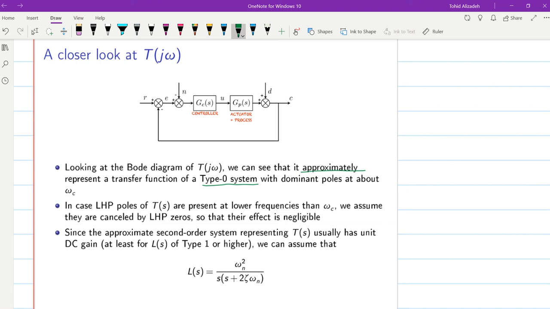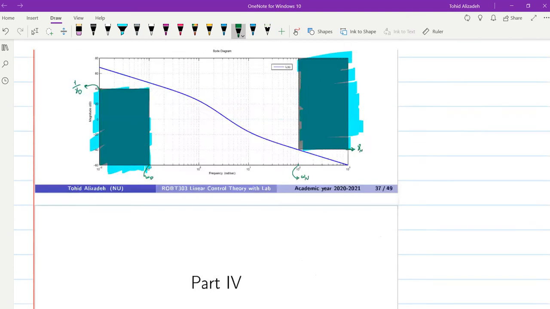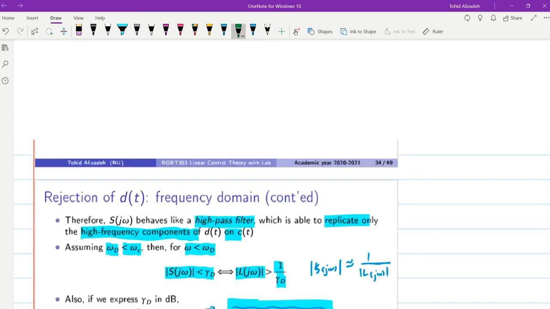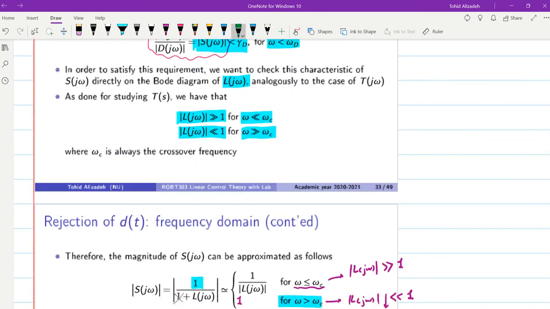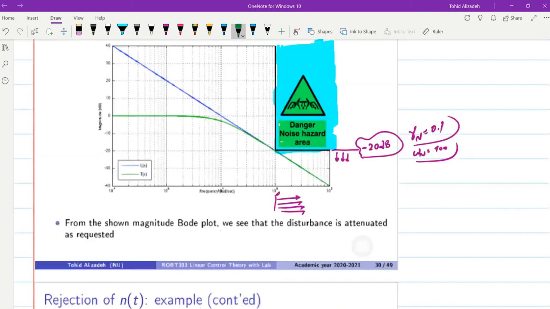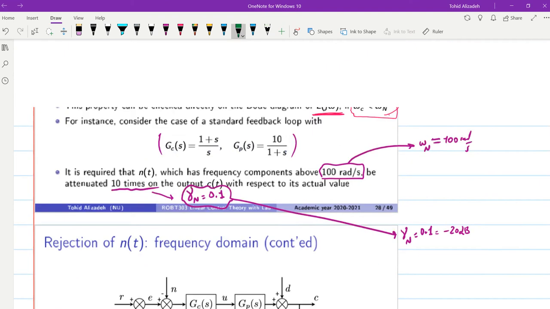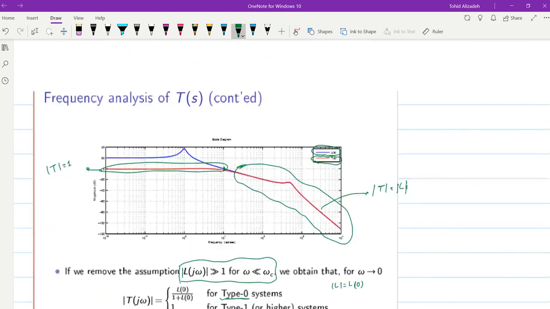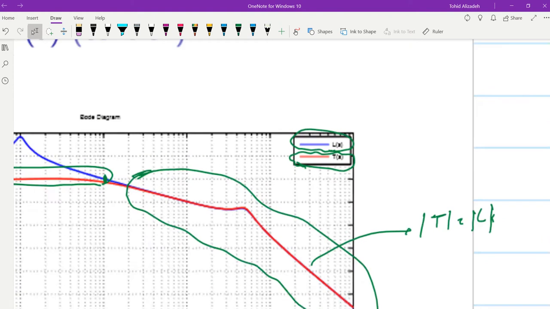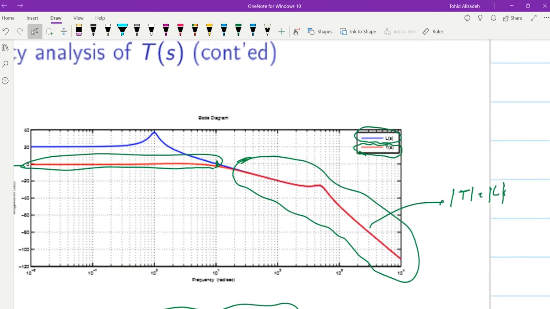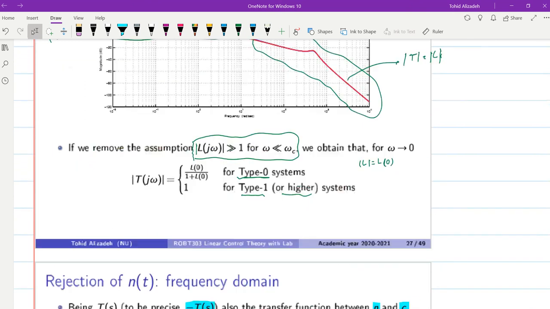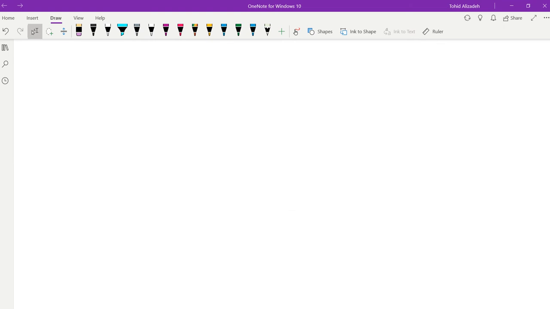crossover frequency. Because we know that for T of j omega, at low frequencies, the amplitude will be equal to 0 dB, and that's something that we had seen. Let me just show it to you again. I think we have an example over here. Yes, the one in red is the Bode plot for T. You can see that at low frequency it is 0, and at high frequency the amplitude goes down. So it's kind of representing a type 0 system.